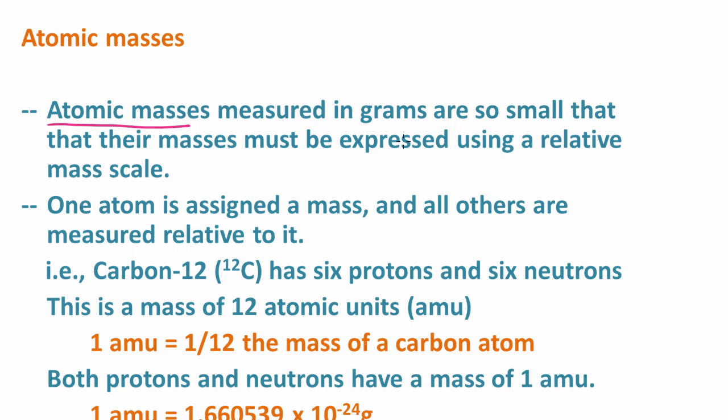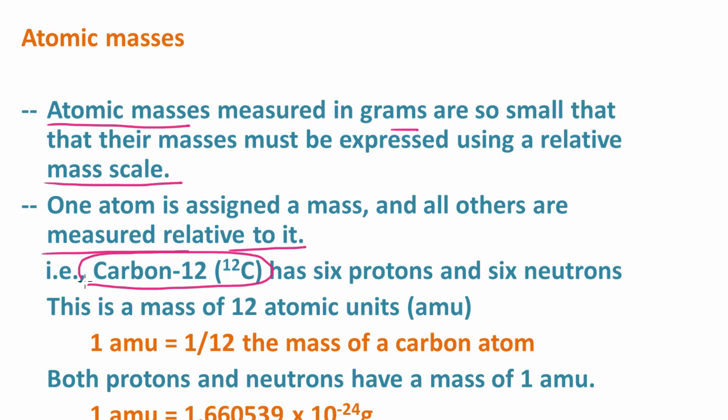The atomic masses that would be measured in grams are too small. We can't measure something that small in the lab. So what we do is we express the atomic masses using a relative mass scale. It turns out that we assign one atom a mass, and all the other atoms of the elements on the periodic table are going to be measured relative to that.